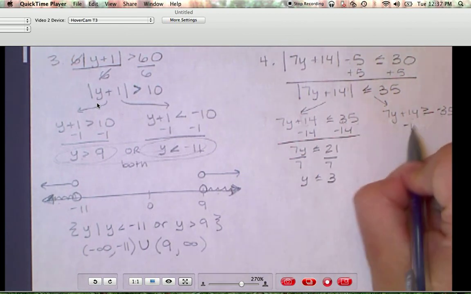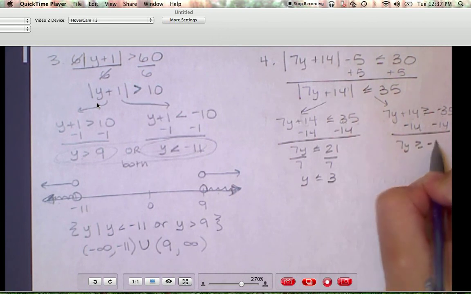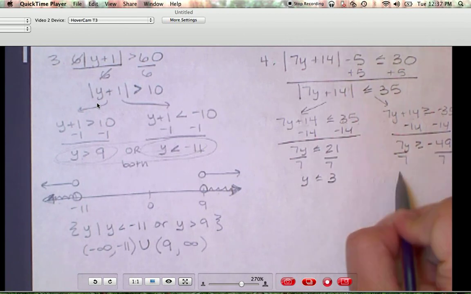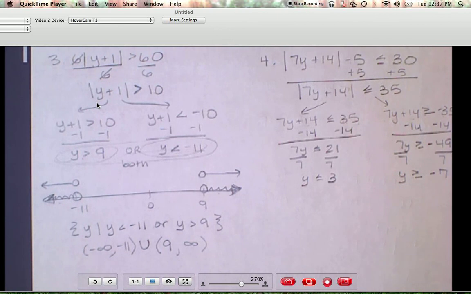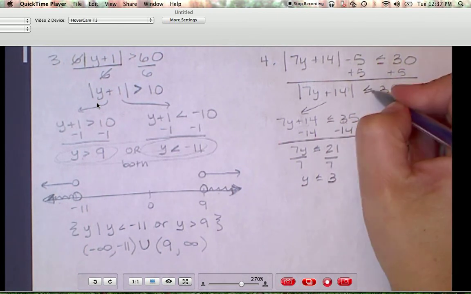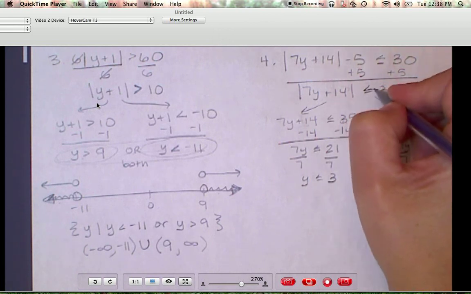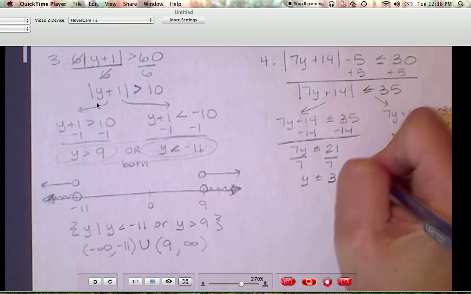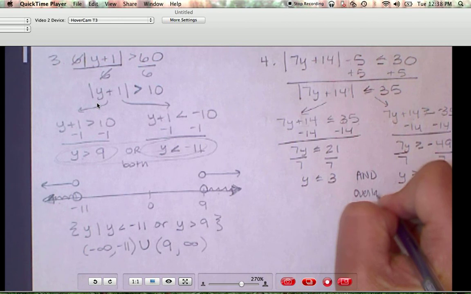Same steps over here, subtract 14. And we get 7y is greater than or equal to negative 49. Divide by 7 and we get y is greater than or equal to negative 7. Okay. Now I forgot to do the conjunction, but this is less than. You have to go back to the original. Make sure you don't go back to these because you get both of them then. But the original is less than, which makes it an and. So that means we're finding where the two overlap.